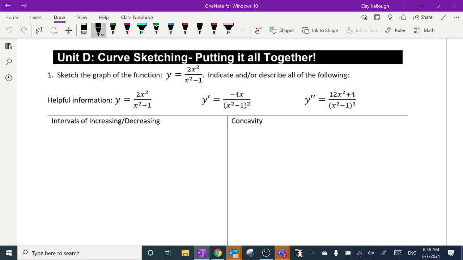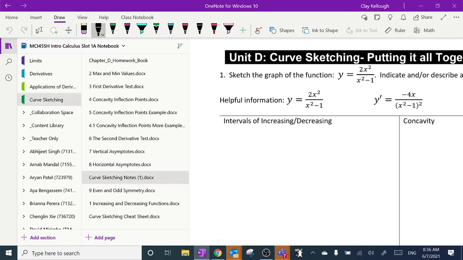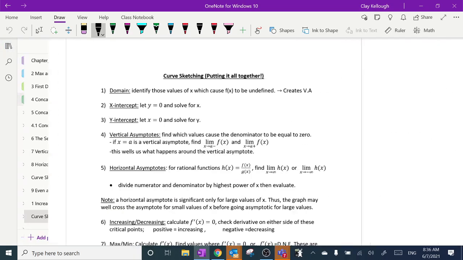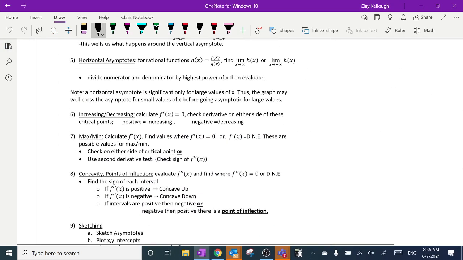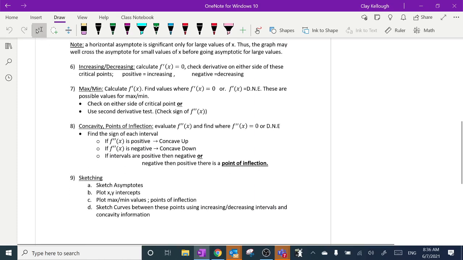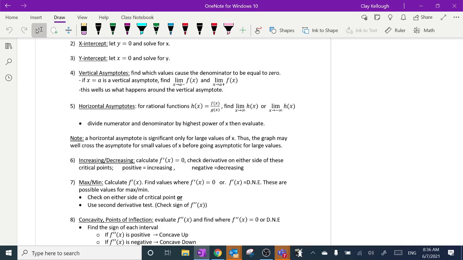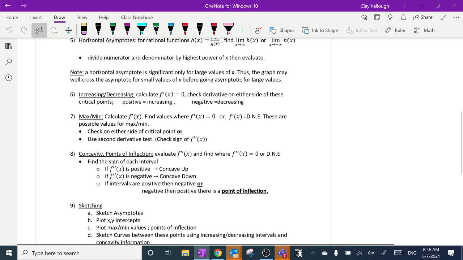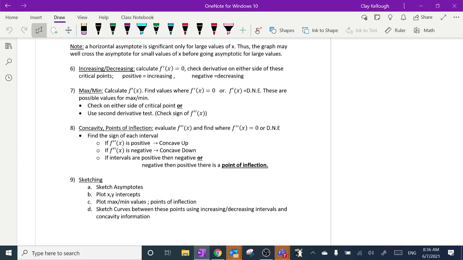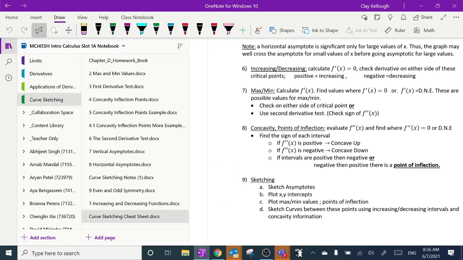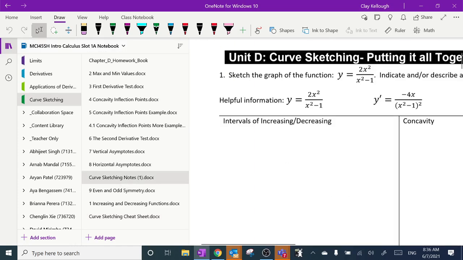And let's also remember that I gave you a nice list called the cheat sheet, where you can look through all of the things here that you can figure out about your function. I didn't put even and odd symmetry on here because we gave this to you before the last assessment, and you hadn't talked about that yet. So you could even add that in to your little cheat sheet. But let's start going through this example.